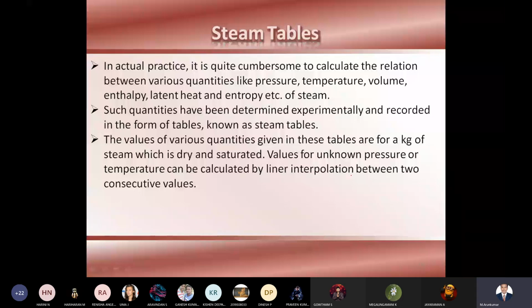Then the values of various quantities given in these tables are for 1 kg of steam which is dry and saturated. The value for an unknown pressure or temperature can be calculated by linear interpolation between two consecutive values, like what we did earlier. The same applies here, but we have to consider steam alone. So the steam table can be used to get the properties of steam.